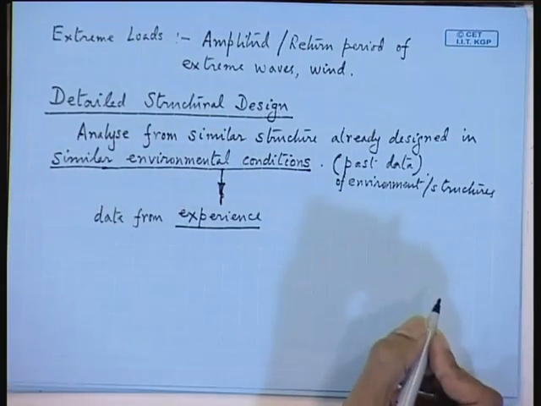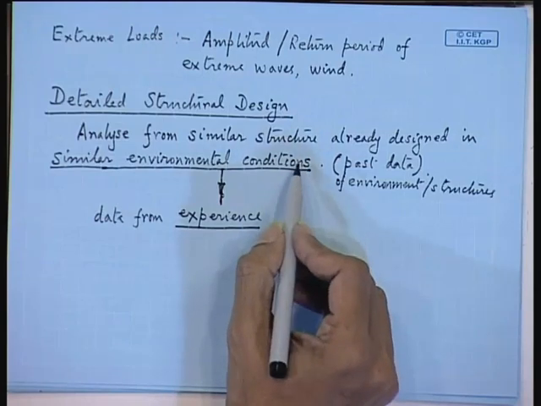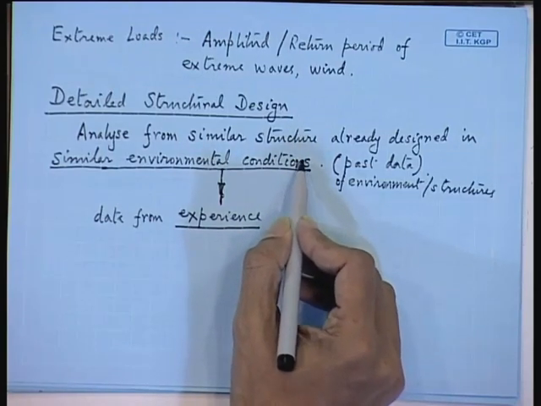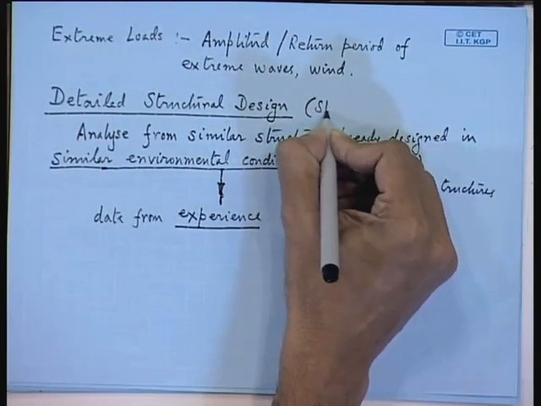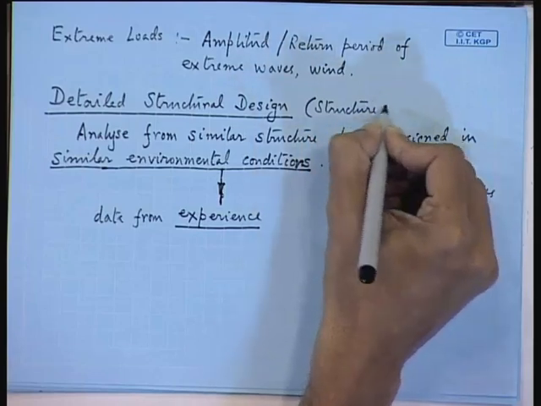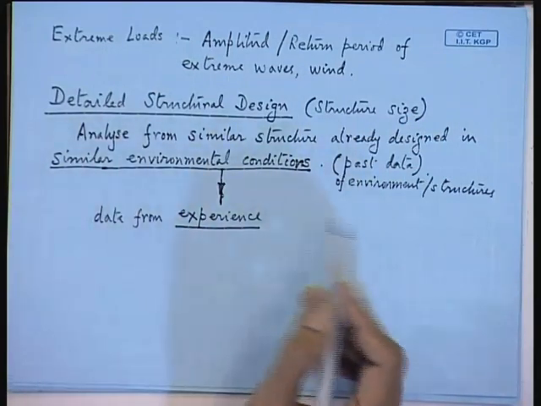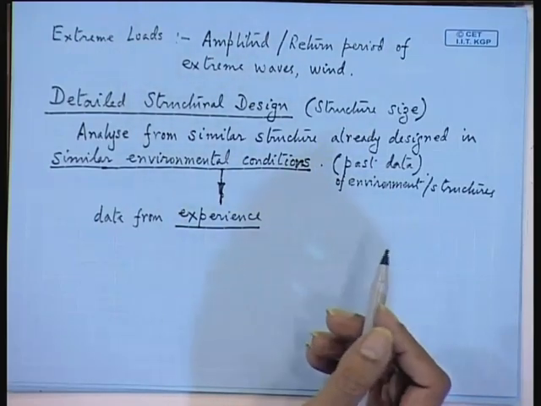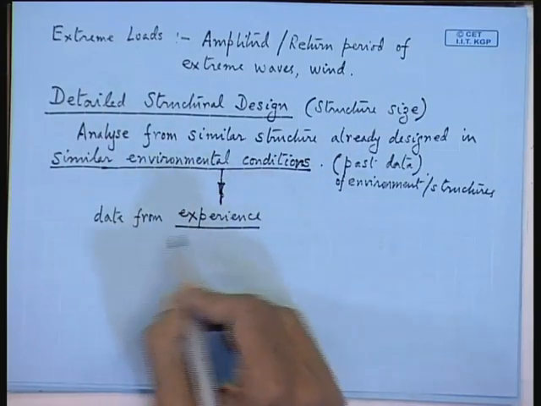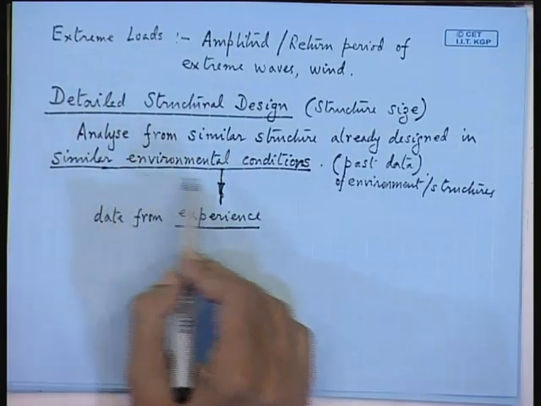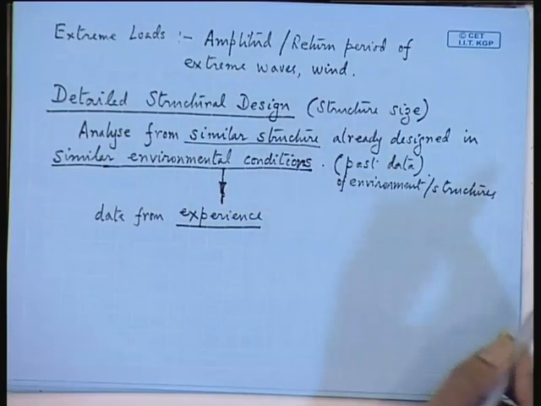So, a new entrant into this field, it will be difficult for him, but offshore companies which have wide experience can draw upon their experience to decide on structural design and structure size. Say McDermott or Exxon, they have built so many offshore structures, they can immediately tell you for a new field what type of structure you are going to design. So, that means data and knowledge from experience. This is your similar environmental conditions, similar structures. So, this is your basic structure.